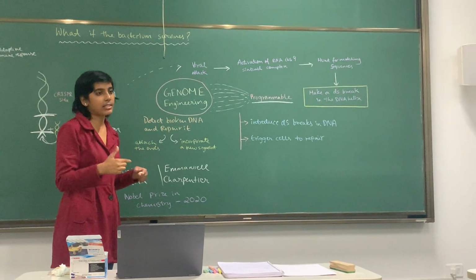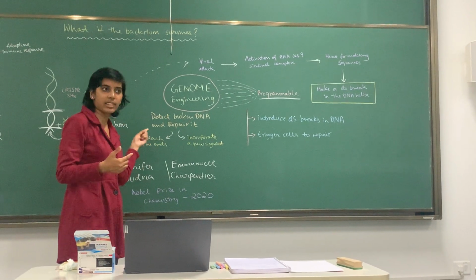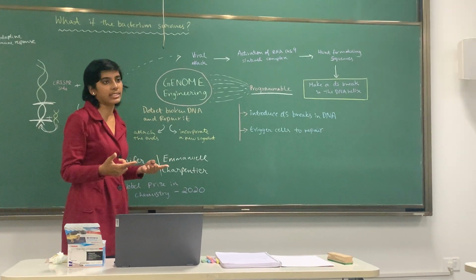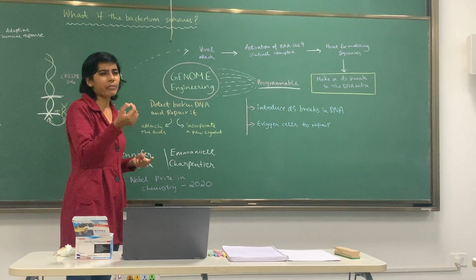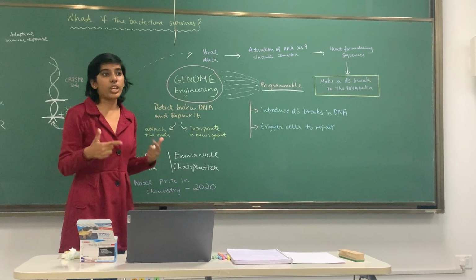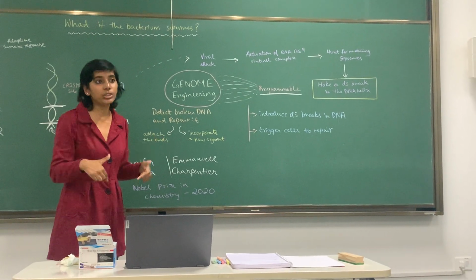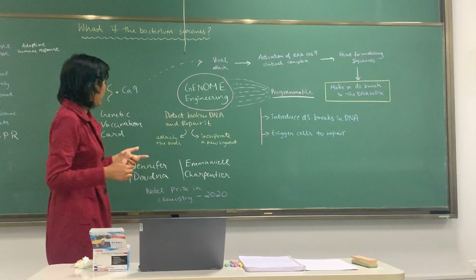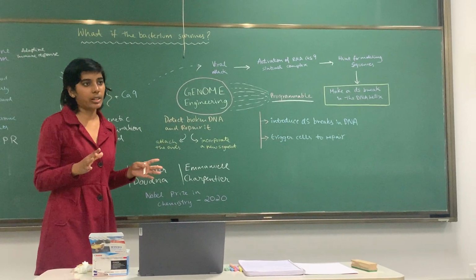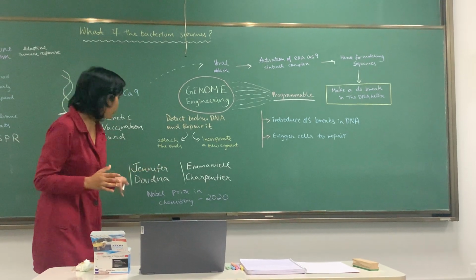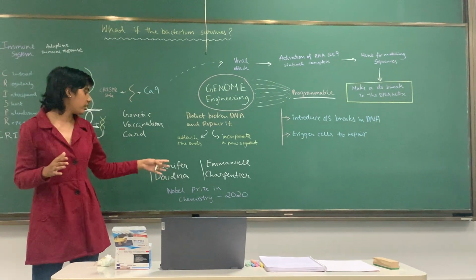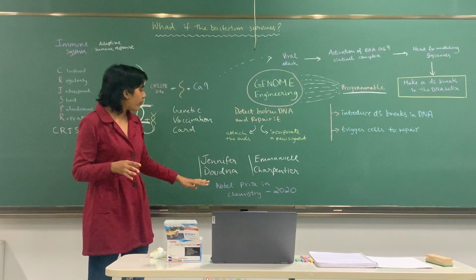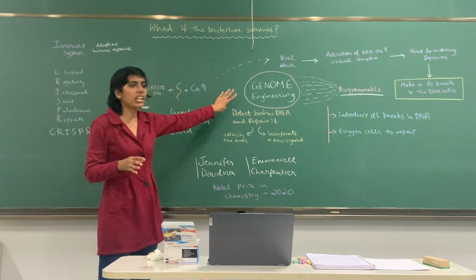And then what happens is, like I said before, the cells can detect the broken DNA and this will trigger the cells to repair itself. We're giving very little stimulation to our system to make a huge impact. This technology was discovered by two people, Jennifer Doudna and Emmanuel Charpentier, who won the Nobel Prize for Chemistry in 2020. One might think genome engineering is not a new concept.